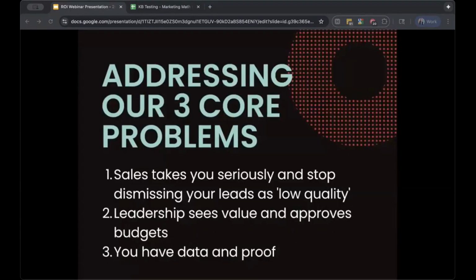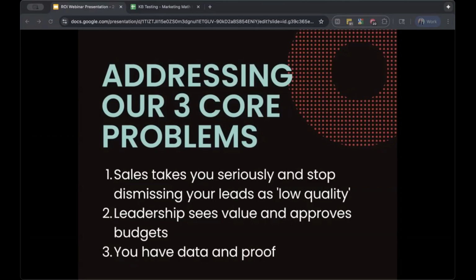All right. So, in my mind, this changes everything, right? When you start to speak in dollars, in revenue and your bottom line, three things start to happen. Your sales start to take you more seriously and stop dismissing your leads as low quality. And instead they start to see them as revenue opportunities. Goes back to that close rate, right?